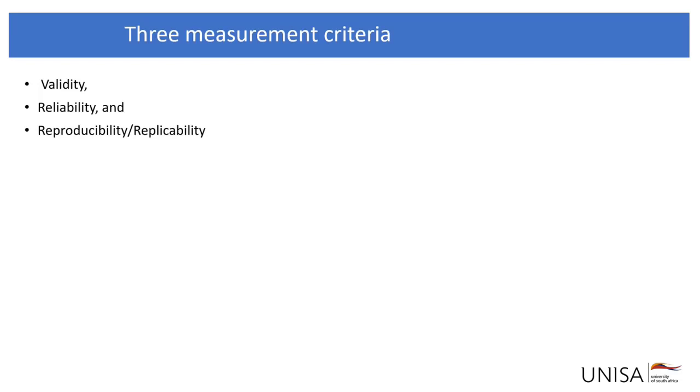Now, let's move and discuss the three measurement criteria. Those three measurement criteria, in other words, those that are scientific based, are validity, reliability, and reproducibility or replicability. So these are the three measurement criteria that apply in research: validity, reliability, and reproducibility or replicability.